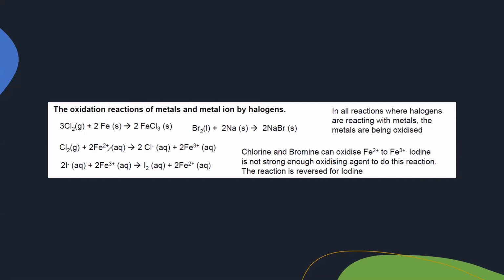Same way, if bromine is reacting with sodium, it will form sodium bromide. Bromine oxidation number 0, sodium oxidation number 0. But in sodium bromide, sodium is +1, bromine -1. So 0 changes to -1, that is reduction, and 0 changes to +1, that is oxidation.